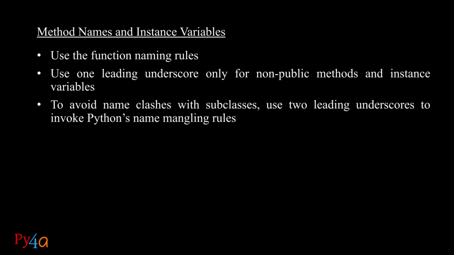To avoid name clashes with subclasses, use two leading underscores to invoke Python's name mangling rules. Like I said earlier, we will discuss extensively in our subsequent videos what name mangling is, and then you will have a better understanding of this recommendation.